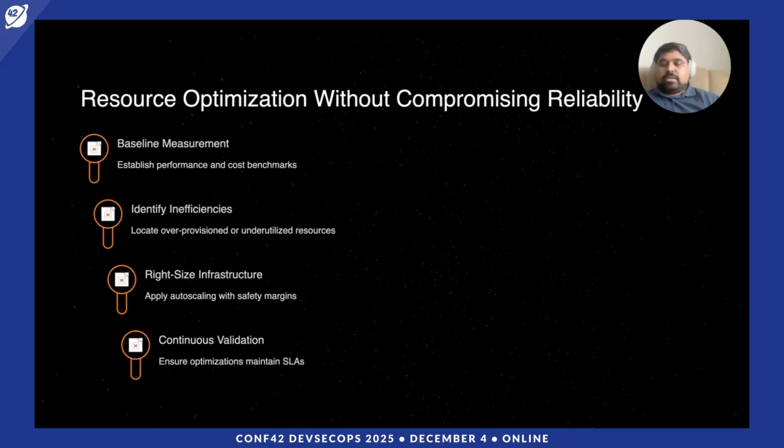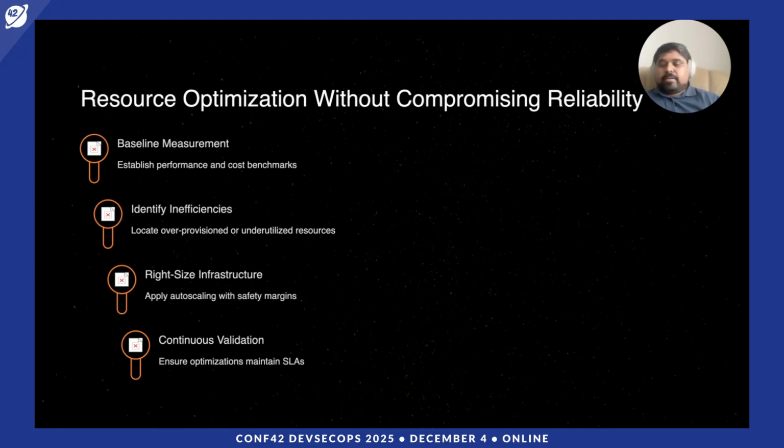Continuous validation. Ensure optimizations maintain SLAs. After optimizing, is availability still 99.9%? If it drops to 99.84%, the optimization is not worth it. Is latency P99 still below 250 milliseconds? Did incidents increase? Is error rate still 0.03%?